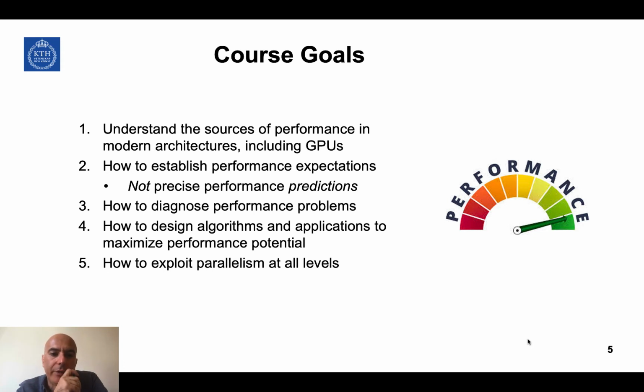We will learn how to diagnose performance problems, and we will also learn how to design algorithms and applications to maximize the performance potential of the given hardware in use, right? It might be that in order to use specific hardware, might be a CPU with many levels of caches or a GPU, we need to rearrange our code in order to use it. So there's also a part about algorithmic changes of the codes. And finally, we will see that in a supercomputer, parallelism is offered at different hierarchical levels. So we will learn how to address different parallelism levels in our code.